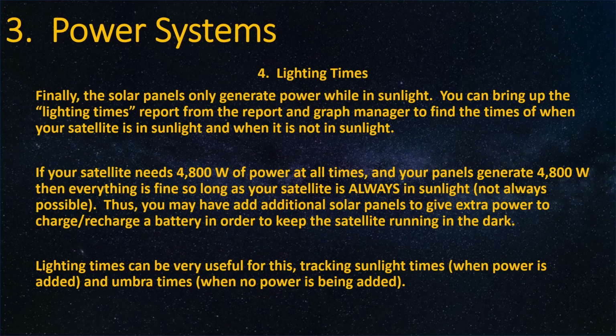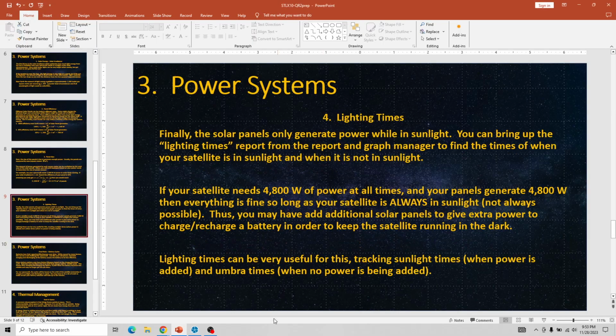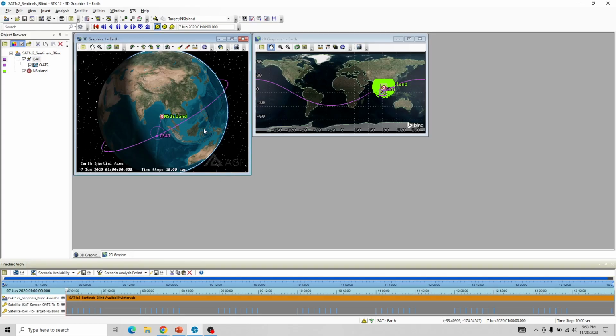Okay, last thing is going to be the lighting times. Remember, all that's great about the solar panels, but they can only give you power when they're in sunlight, which brings us to one of the other things in STK to take a look at. So I'm going to come over to my satellite, and if I need to keep track of its power to make certain that it's getting plenty of it, and I'm using solar panels to recharge it, that means I need to know when my satellite is in the sunlight versus not.